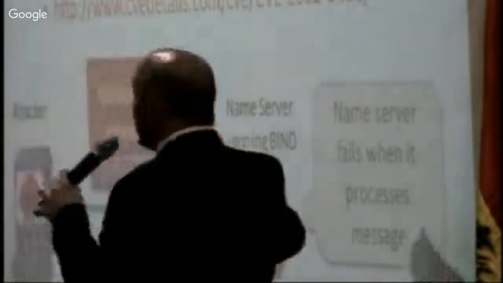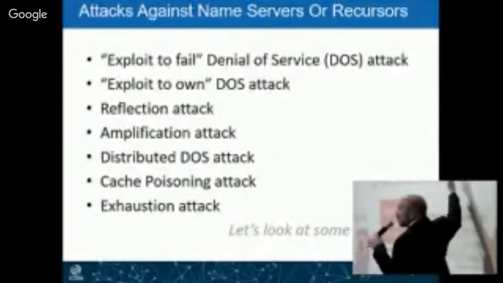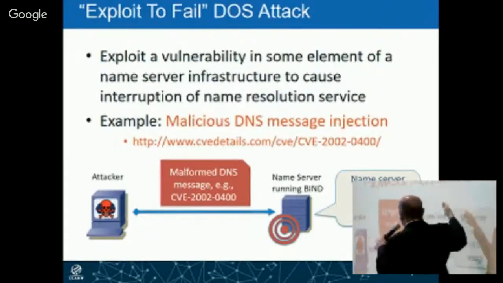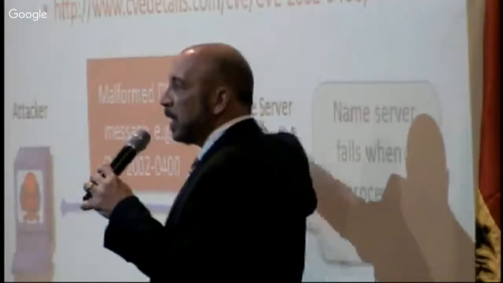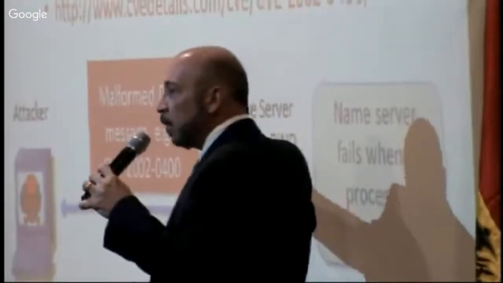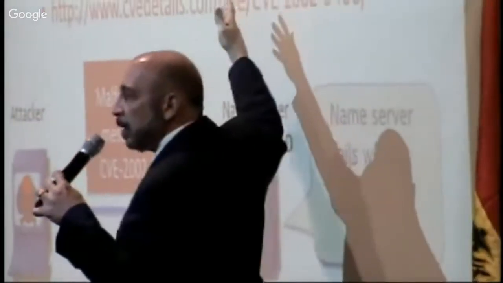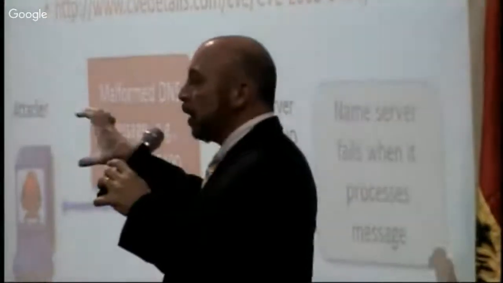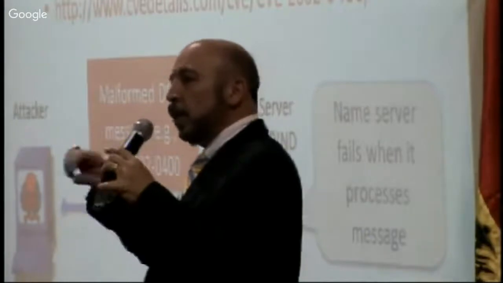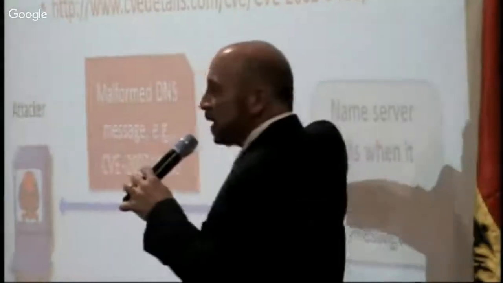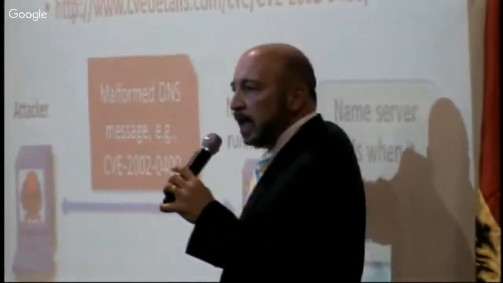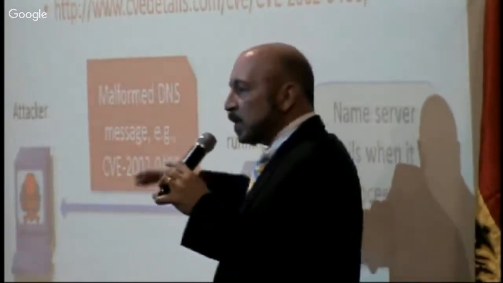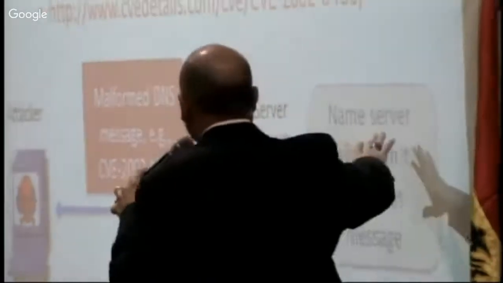Okay, so if they could find an exploitable bug in the name server software, for example, on the name server that's hosting a government site or hosting Amazon or whatever, then if the attacker wanted to disrupt service, what he would do is he would send what's called a malformed DNS message. So this is a query that, for some reason, possibly a bug in the name server, it can't process, and because it can't process it, it actually stops running. Okay, so this is called exploit to fail.